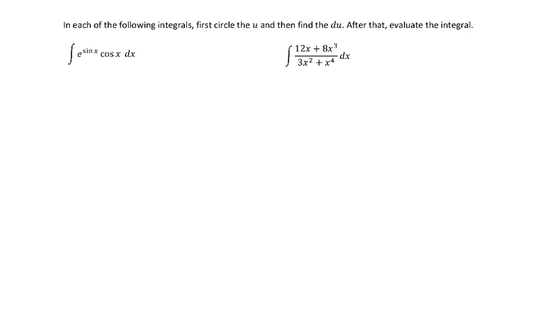In each of the integrals, first circle the u and then find the du. After that, evaluate the integral. So when you're thinking about using u substitution, you want to remember that you're trying to make it look like something you know how to take the antiderivative of.